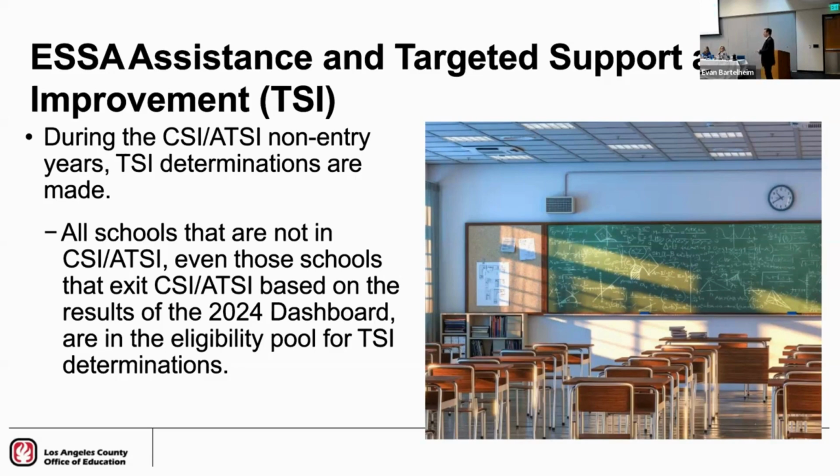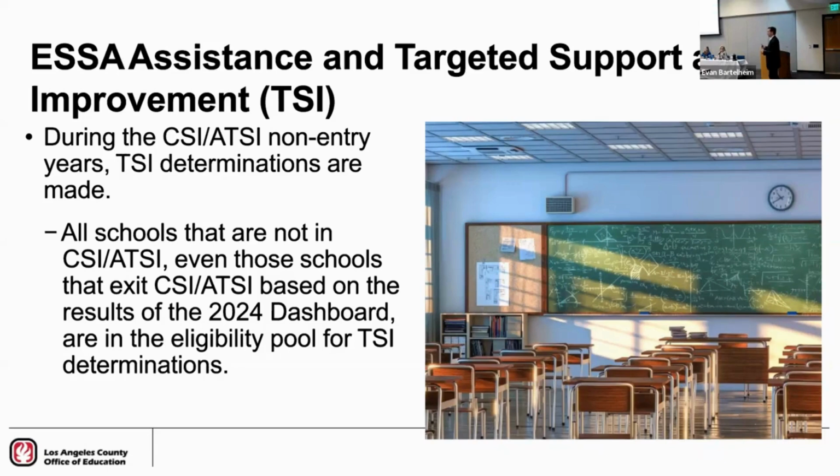And so this will be the first time we've actually ever had TSI, which is targeted support and improvement. Don't ask me why ATSI comes before TSI. I always thought that was backwards, right? But it's the in-between years. TSI is the in-between years identification. So the pool of schools that will be eligible for TSI will be any of the schools who are not on the CSI or ATSI eligibility list, plus anybody who exits. So you could exit from ATSI, for example, but then be eligible for TSI.